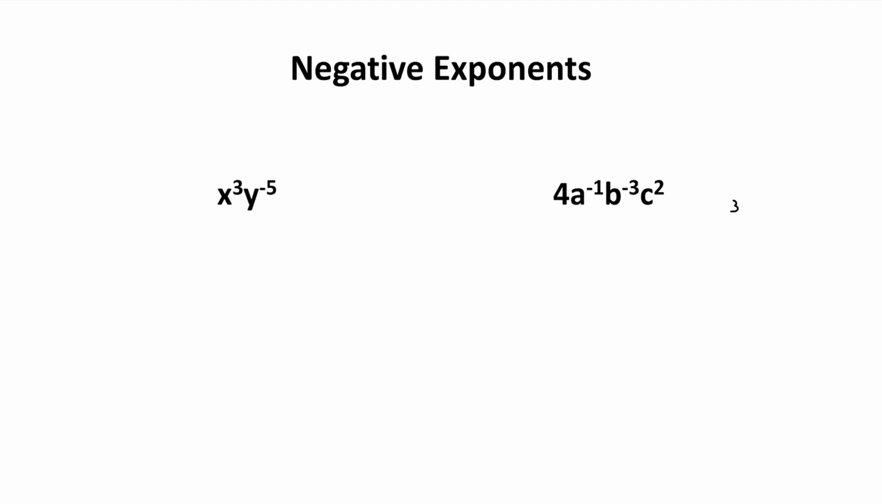Okay, pause the video, see if you can do these, and then I'll work them and you can check your work. X to the 3rd stays on top, y to the 5th goes on bottom. It goes down to the bottom and becomes a positive. This one, we've got c squared on top, 4a on bottom, because it becomes a 1, which goes away, and b to the 3, because those are our two negatives.